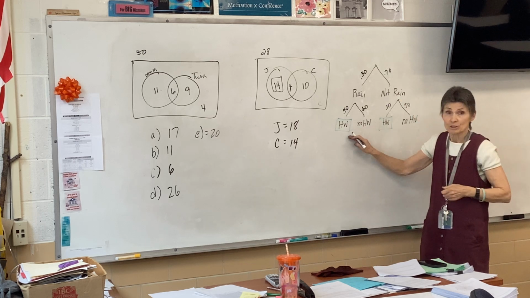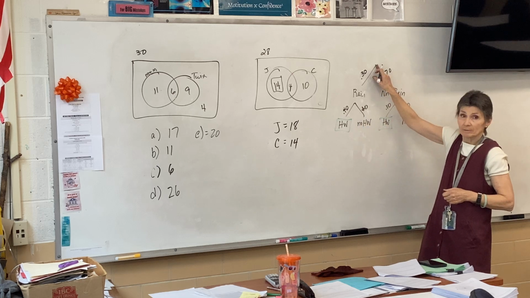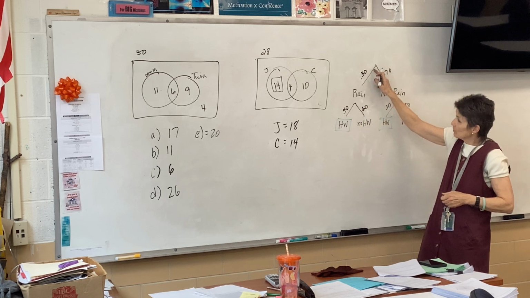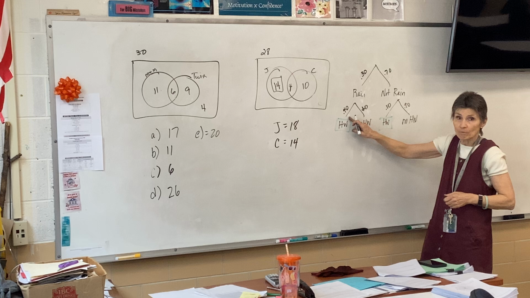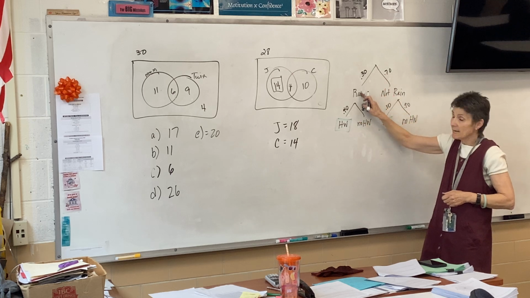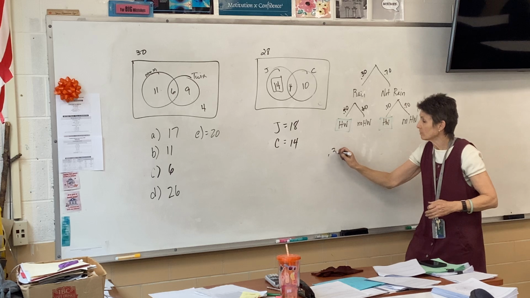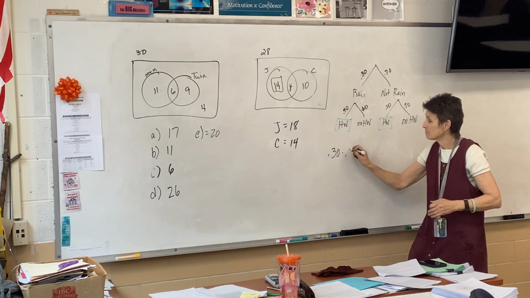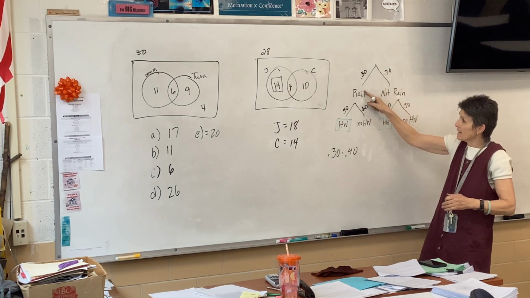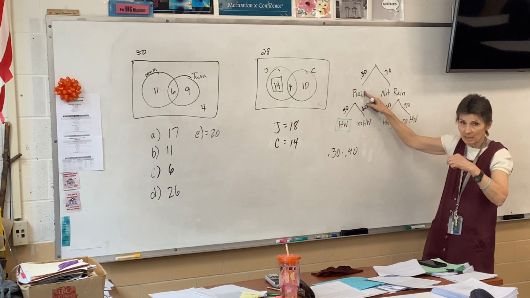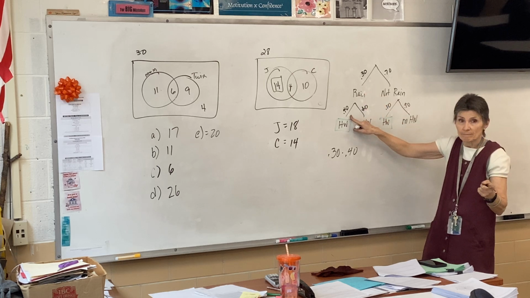This branch, start at the top and get to here. So you've got a 30 and a 40. So this is rain and homework. So 0.30 times 0.40, rain and homework.